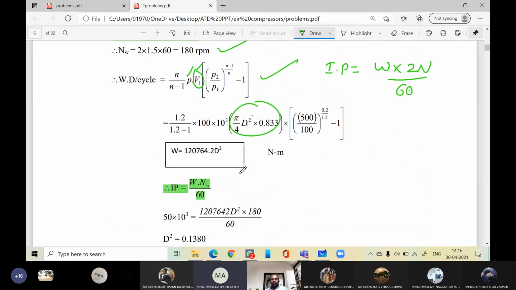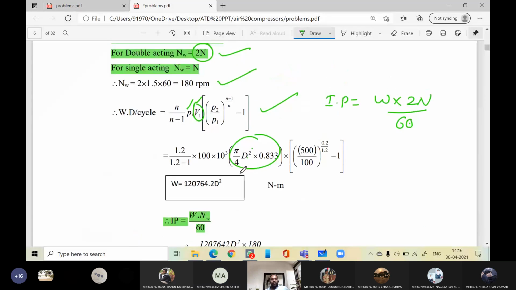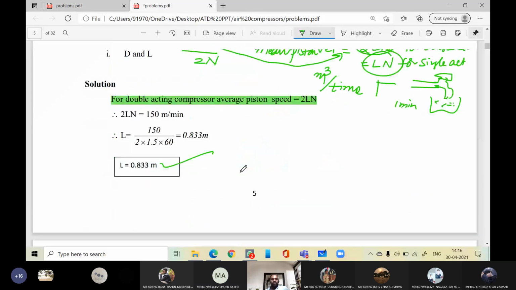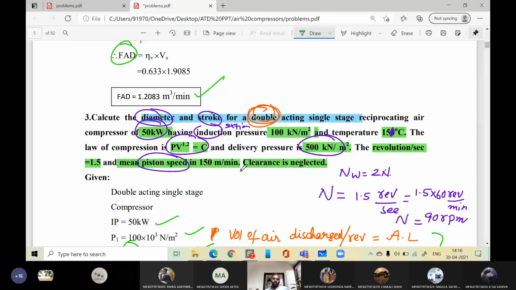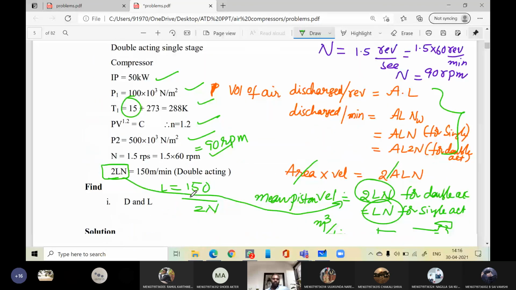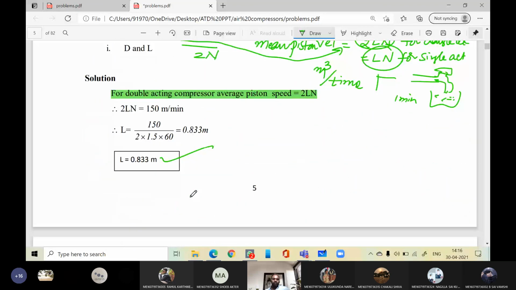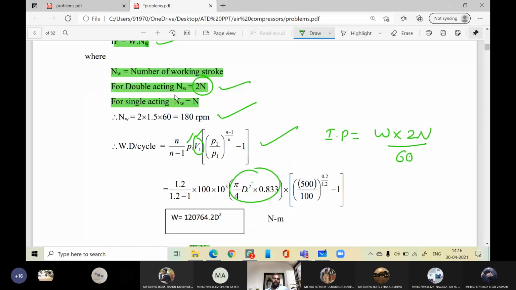That's it. Any doubt? Clearance is neglected, sir. He didn't talk about clearance here. Nowhere is clearance mentioned, so by default clearance is 0. If it is specified in the problem, then we need to consider it. If clearance is given, then instead of V1, we will write V1 minus V4.